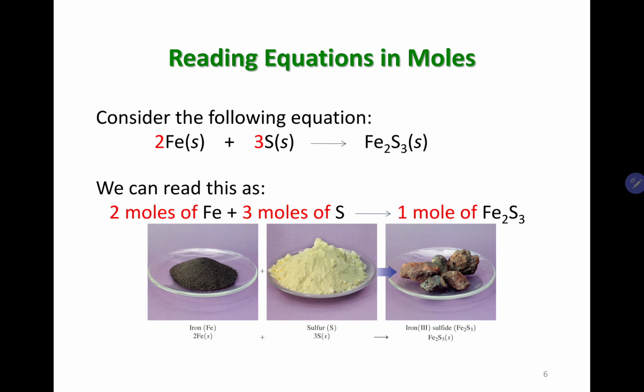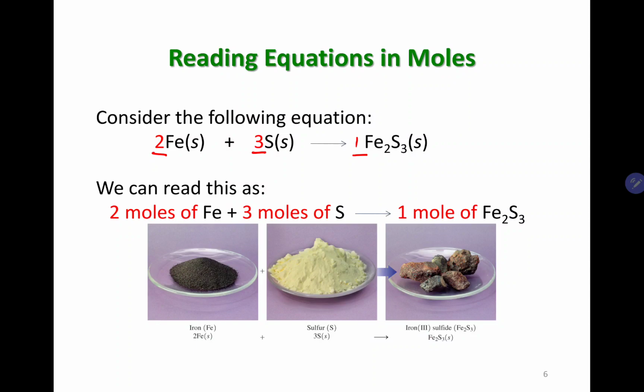So let's consider the following equation. You have iron reacting with sulfur, giving you iron 3 sulfide. If you balance this reaction correctly, you need 2 in front of iron, you need 3 in front of sulfur, and you don't need anything in front of iron 3 sulfide, which means it is number 1. So we already know how to balance these equations, but what does this stoichiometric ratio mean? What do these numbers that we obtain by balancing reactions mean?